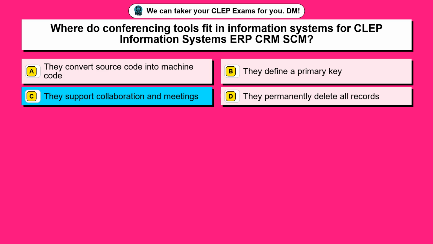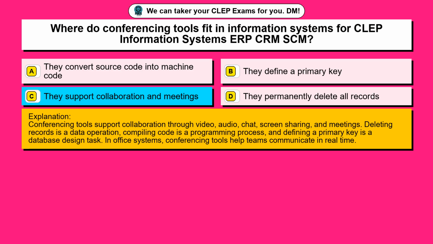They support collaboration and meetings. Conferencing tools support collaboration through video, audio, chat, screen sharing, and meetings. Deleting records is a data operation, compiling code is a programming process, and defining a primary key is a database design task. In office systems, conferencing tools help teams communicate in real time.